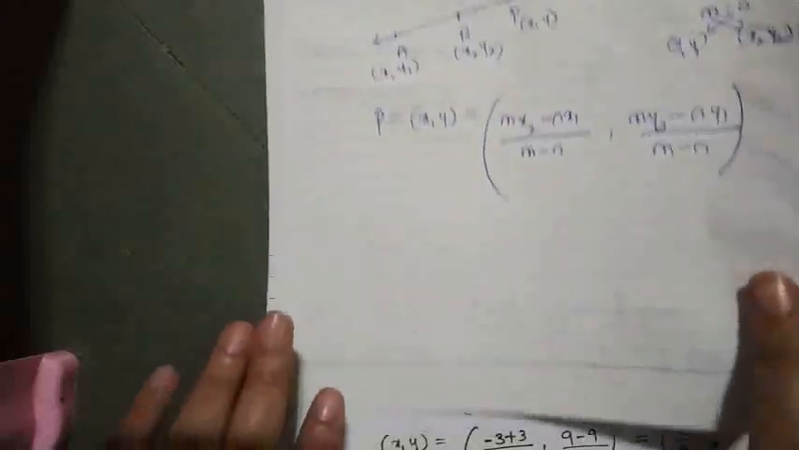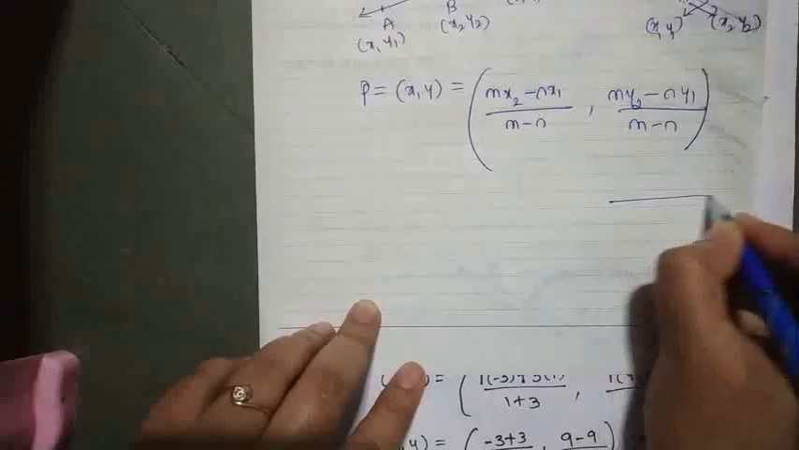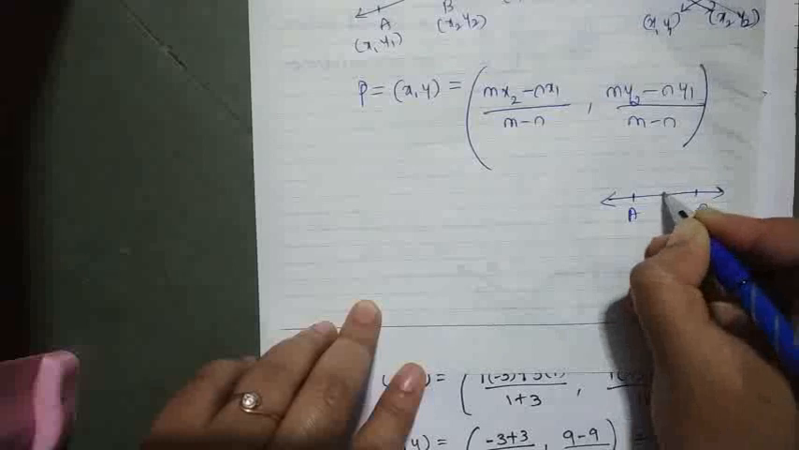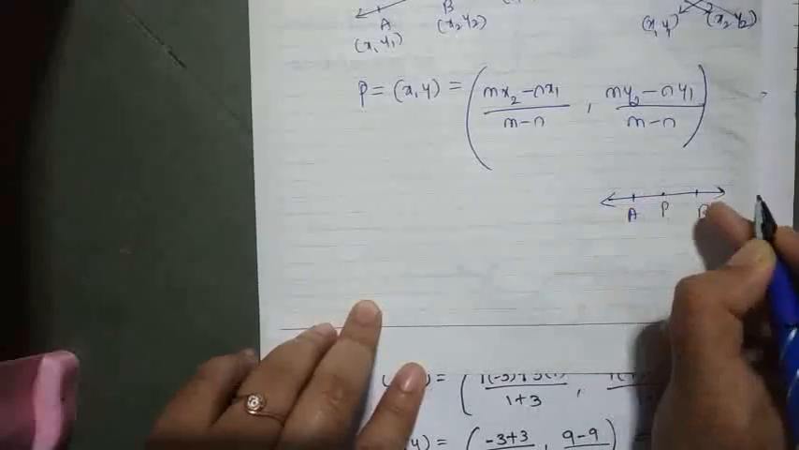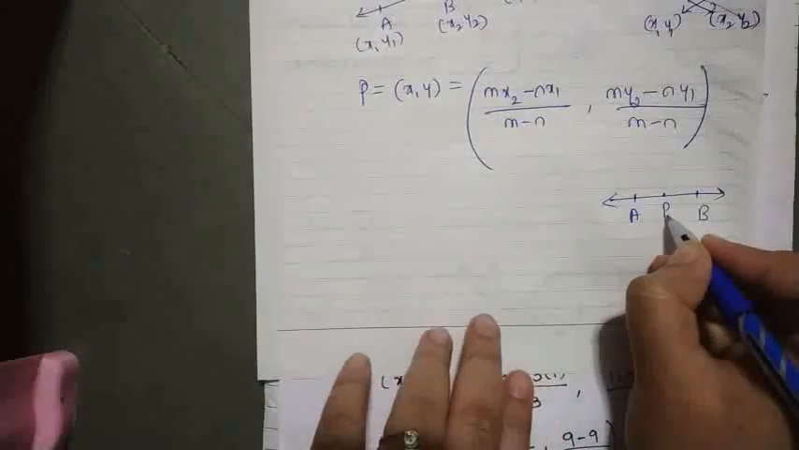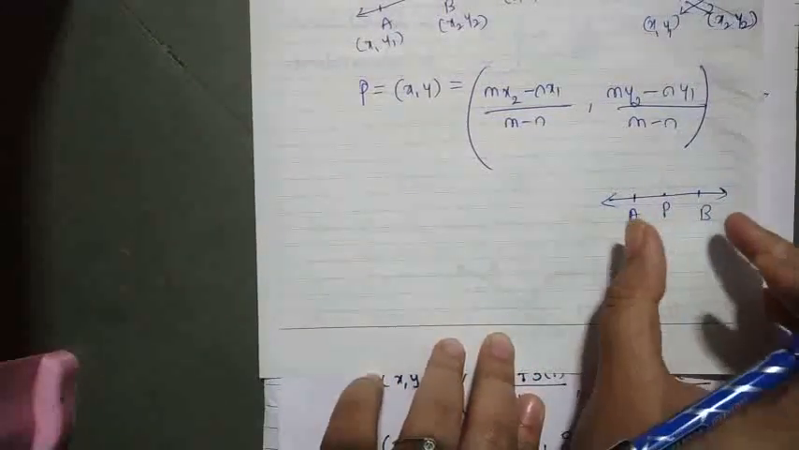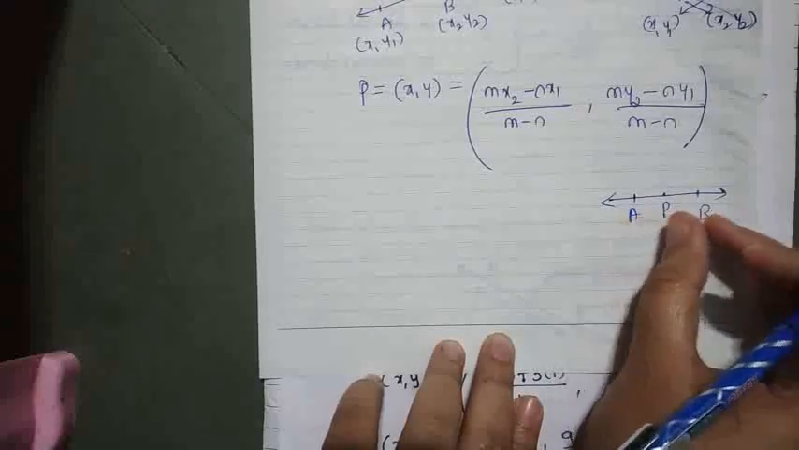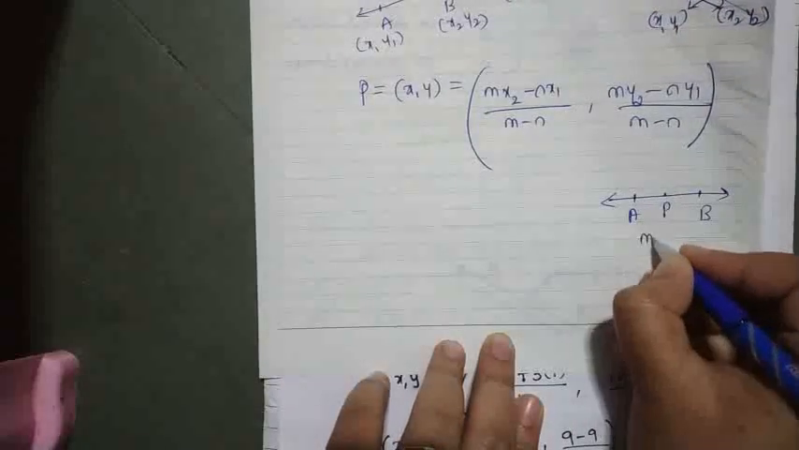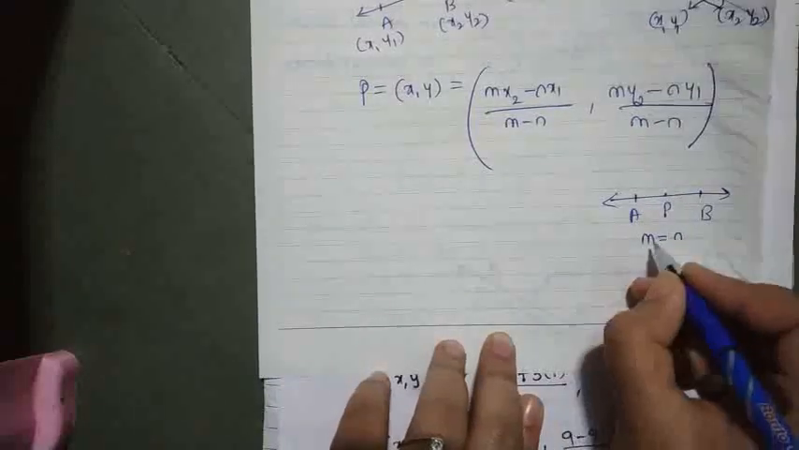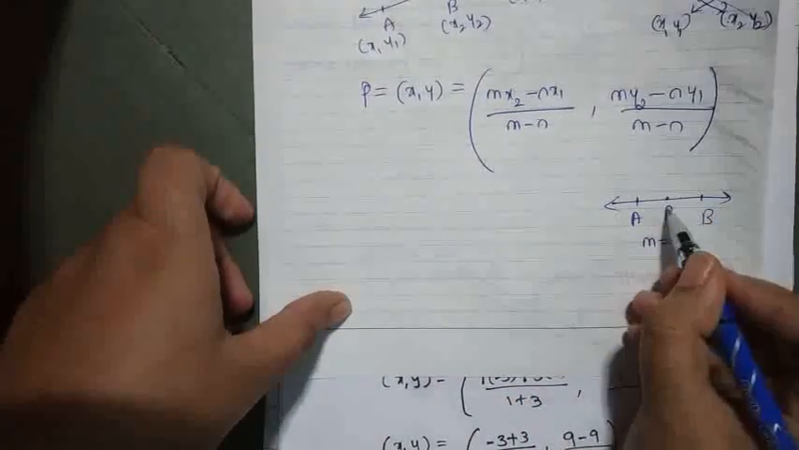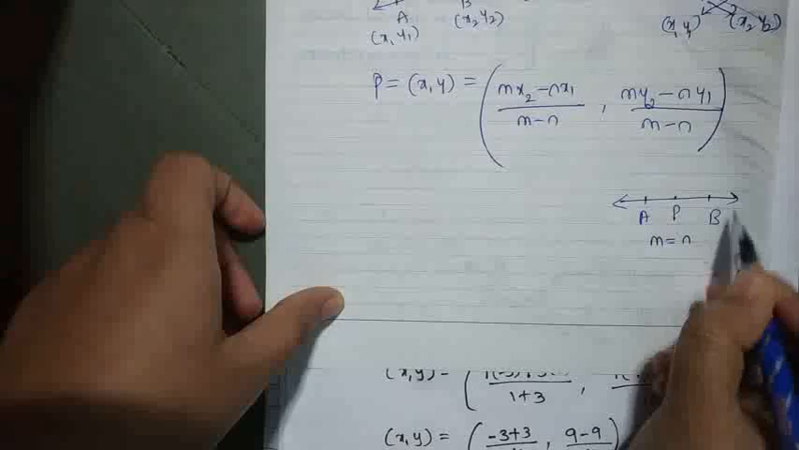Suppose P is the midpoint of line AB. If the point P divides the line segment AB equally, then the ratios are equal, m is equal to n. And this is obviously an internal division formula.